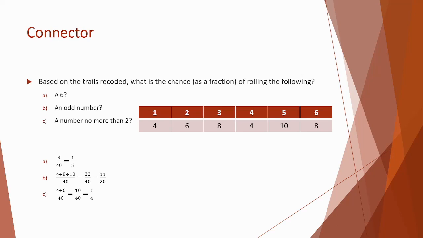And finally, a number no more than 2. That means we want to get either a 1 or a 2. So I look at the number of times I rolled a 1 or a 2. And that was 10 out of 40. So that equals 1/4. Now, these numbers don't add up like we would expect using theoretical probability. And that's because sometimes the experiments do not come out as we predict.